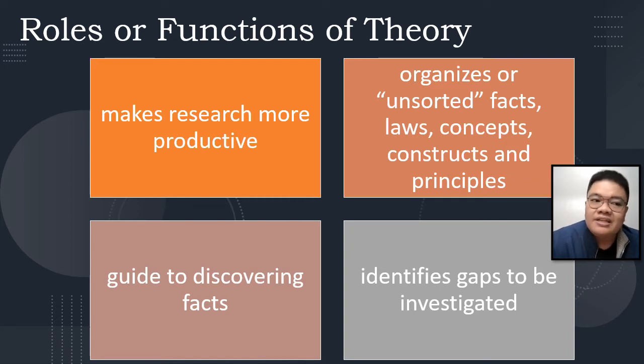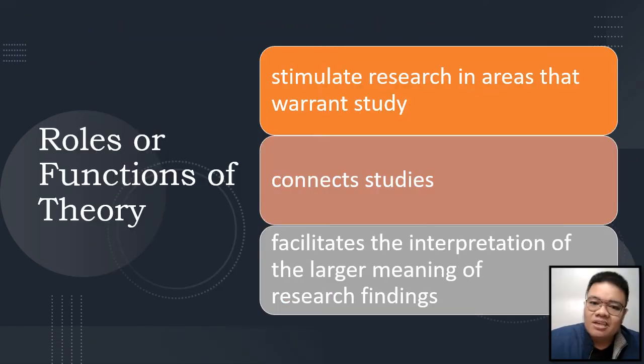It also helps us identify the gap that needs to be investigated. In addition, it would stimulate research in areas that would warrant study. For example, there are a lot of nursing theories. Let's take, for example, Roy's adaptation theory. We know that an individual, when exposed to stress, would adapt to it. But what are the factors leading to that adaptation? What are the factors that would lead into transcultural nursing interventions? What are the possible variables that are affecting the different beliefs of these people?